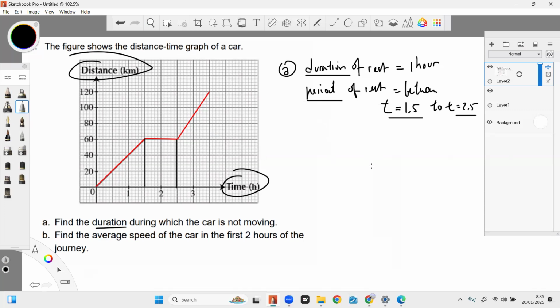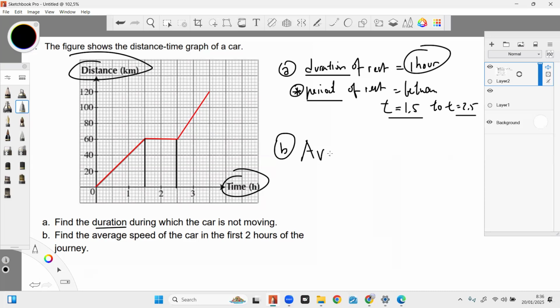Let's elaborate the duration. When does the 1 hour happen? Right after the car moves, at 1.5 hours, it stopped for 1 hour. You can say it like that also. Be careful. There is no such question for question A here, so I'll give you an extra question: differentiate between duration and period. Period is the time frame from T something until T something. The duration is T2 minus T1, of course: 2.5 minus 1.5, 1 hour. B, find the average speed of the car in the first 2 hours of the journey.